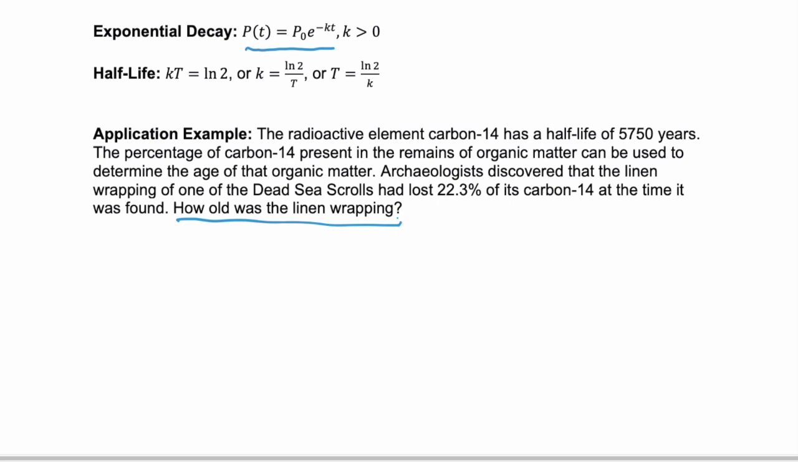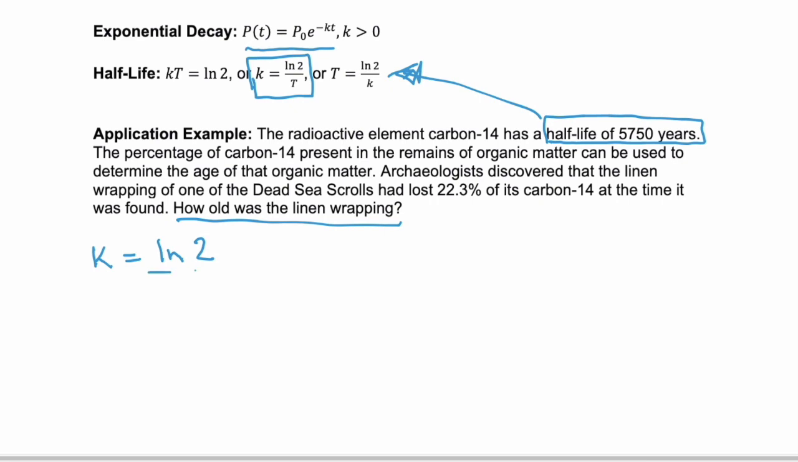Well, what is it that we know? We know, first, the half-life is 5,750 years. Well, that means we know this part. So let's start there and figure out our constant K since we know the half-life. So we need to use this second equation because we're trying to find K. So K is equal to the natural log of 2 divided by our half-life time, 5,750.